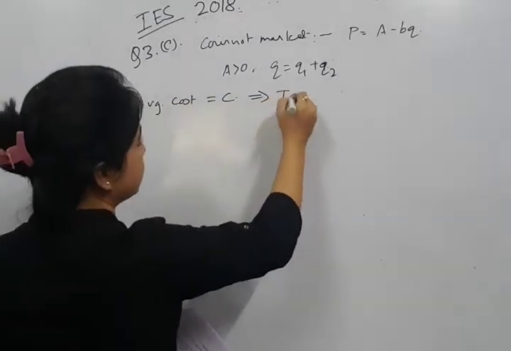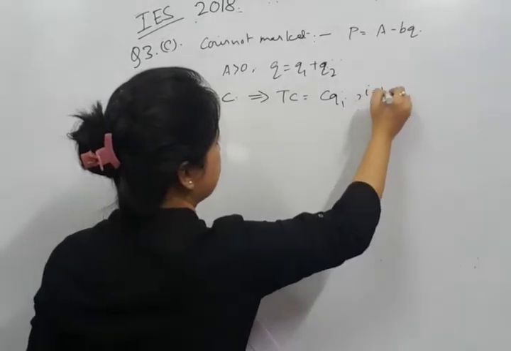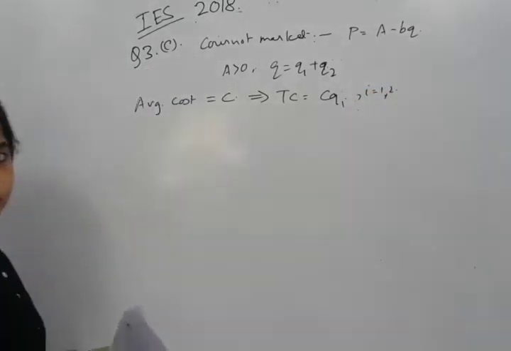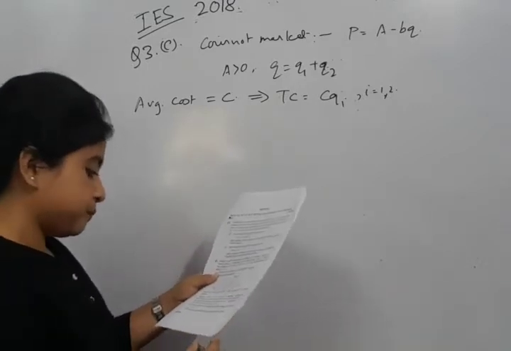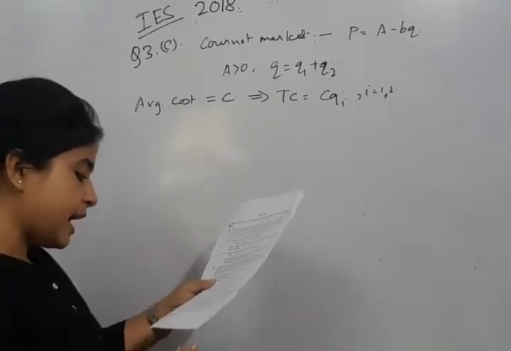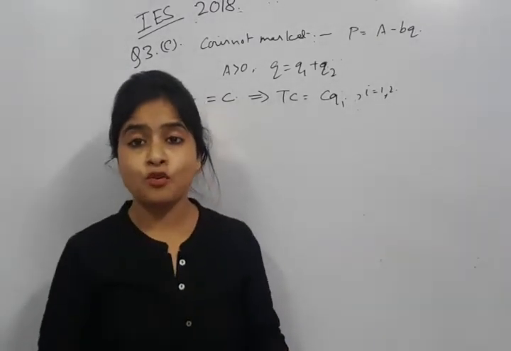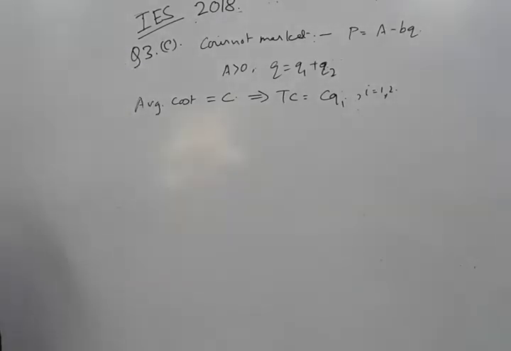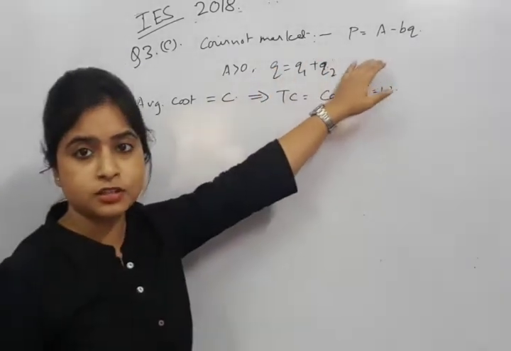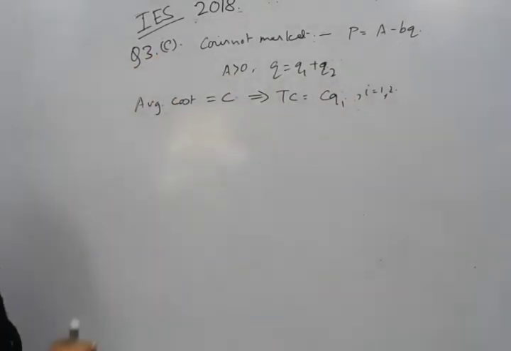So from here we have to find the total cost, which is cQi, and I can take value 1, 2 because there are 2 firms in the market. Okay. So we have to find the pure strategy Nash equilibrium of this Cournot system. Alright. So this is the inverse demand function, and this is our cost function.